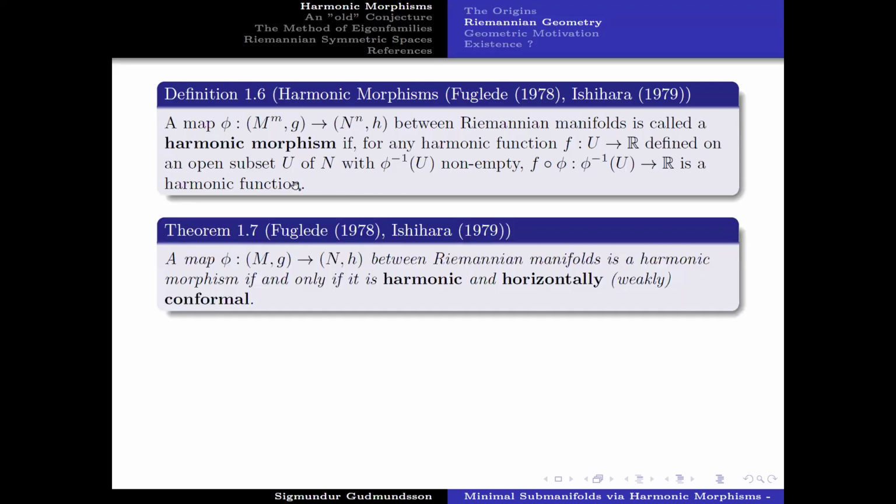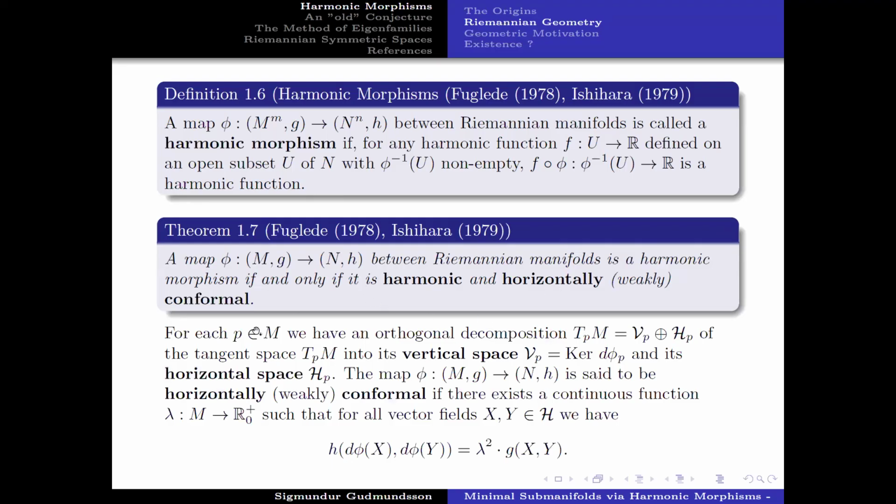So then they showed, both independently, that it has to be a harmonic map, which are well known, but also horizontally conformal. What does that mean? If you have a point in M, you take the tangent space and it splits into the kernel of d phi and the orthogonal complement. So now we're not talking about every point, but almost all points.